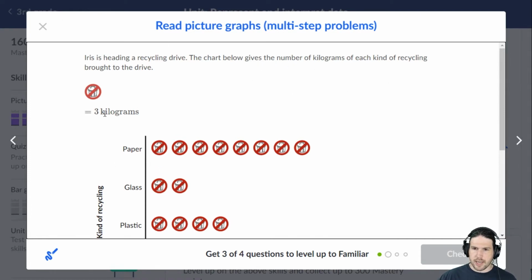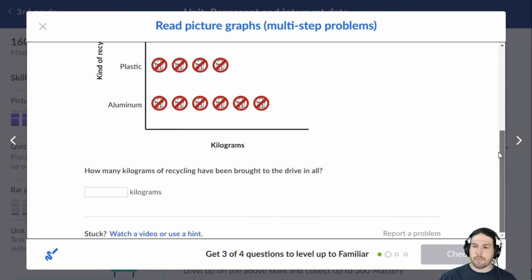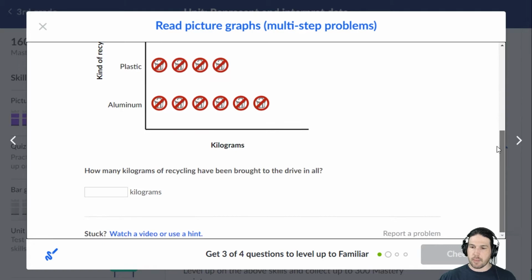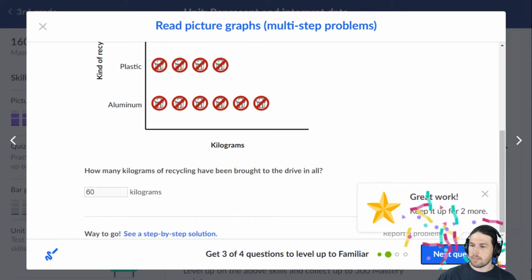Each kind of recycling. Oh, so one of those little symbols is worth 3 kilograms. Okay, no problem. How many have been brought to the drive in all? Okay, so I see 1, 2, 3, 4, 5, 6, 7, 8, 9, 10, 14, 15, 16, 17, 18, 19. I see 20 symbols total, each of which is 3 kilograms. So that would be 60 kilograms in all.